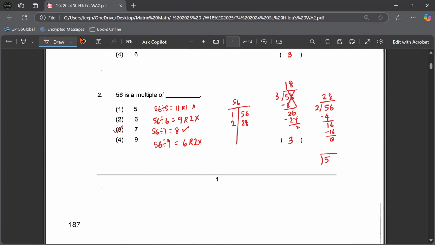So what about 4? 56 divided by 4. This is 1 minus 4. 16 divided by 4, 4. So 4 and 14. 5 cannot. 6 cannot. 7, you'll be 8. So can you see 7 appears here? So this is also one of your workings. Okay, so this answer option 3.